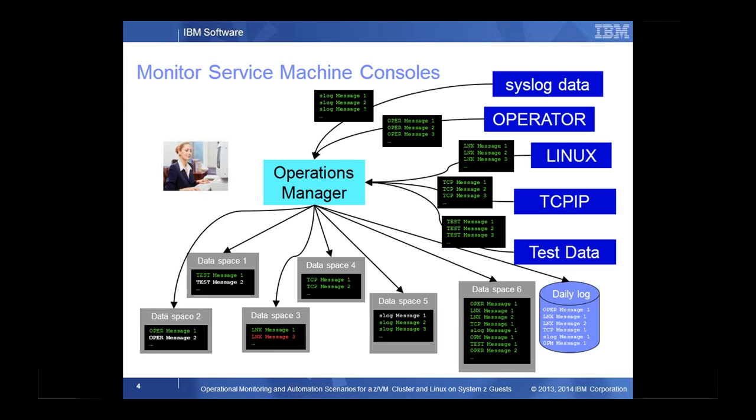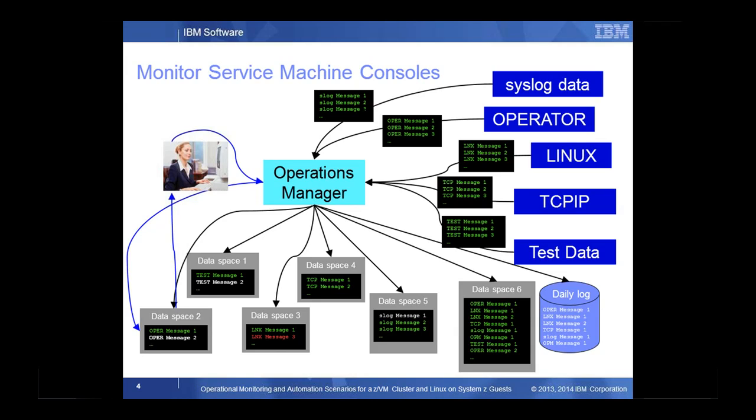And so what we'll see in the demo today is that we're gathering all of these consoles, and I will log on to my user ID, and I will issue commands to Operations Manager to say, show me the console of a user ID, such as operator or a Linux guest. And what Operations Manager will do is put me into a full-screen interface where I can view the console live. I can scroll up and down, I can issue commands, etc. So let's move forward with the demo.